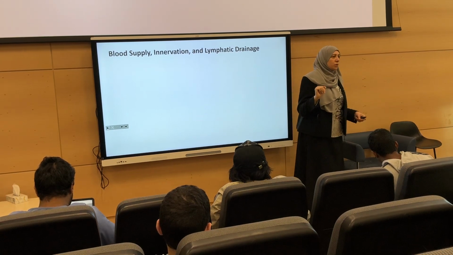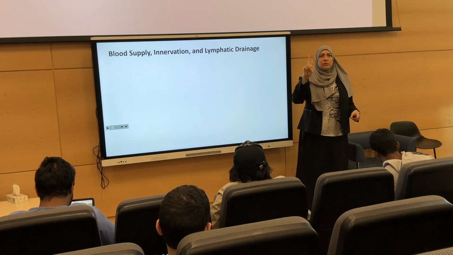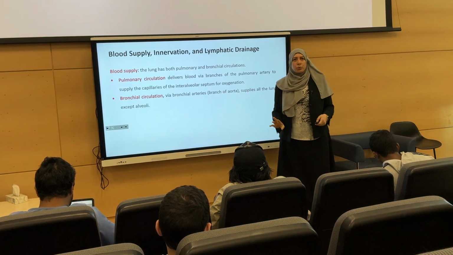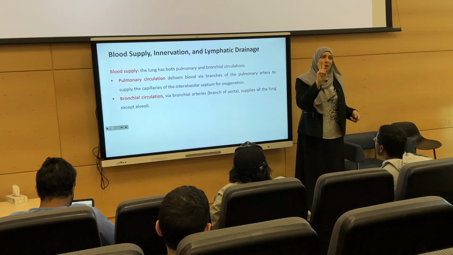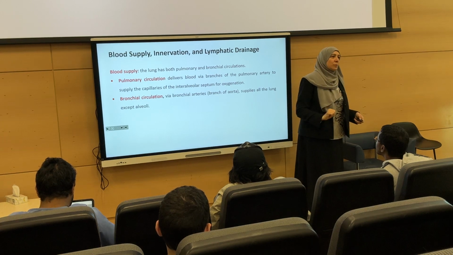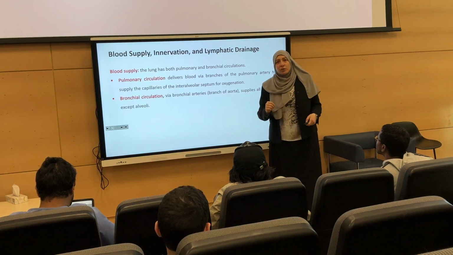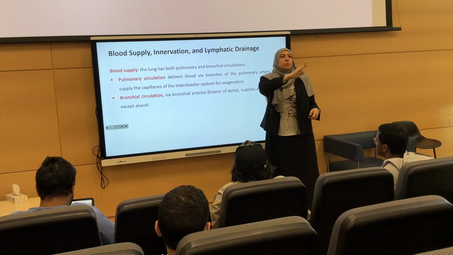What is the blood supply of the lung? We have two arteries: pulmonary and bronchial. What is the nerve supply of the lung? We have two: autonomic, sympathetic and parasympathetic. What about the lymphatic vessels of the lung? We have two. So usually it's two.